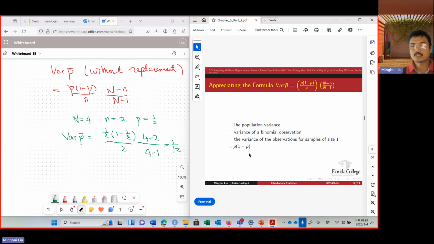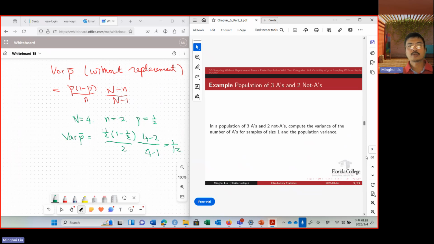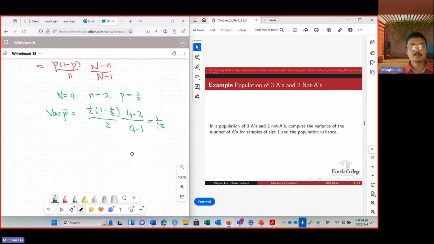So the variance means the variance of the observations of samples of size 1. And we can also call it a binomial observation. And let's look at the next example. Suppose we have a population of 3 A's and 2 non-A's. So we have an A1, A2, and A3. You can think about this as a voter, a non-voter, or whatever you can think about. And then the 2 non-A's, let's call it N1 and N2.